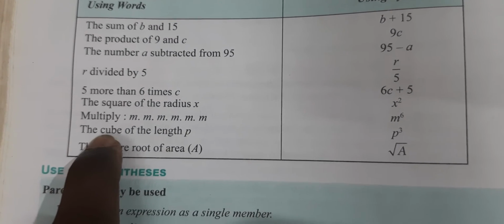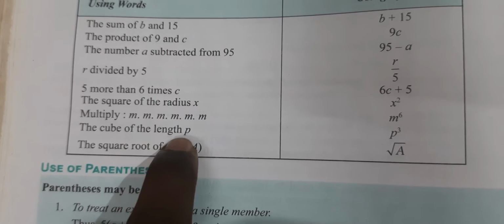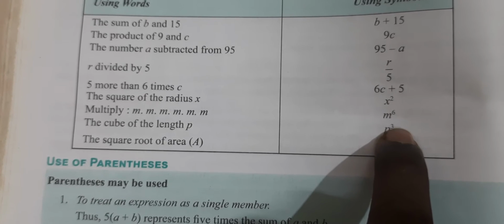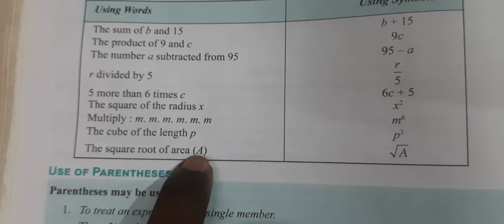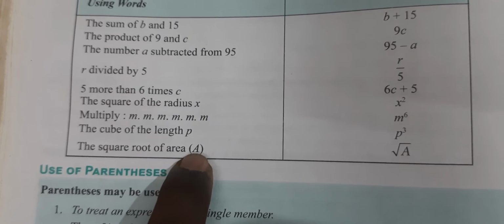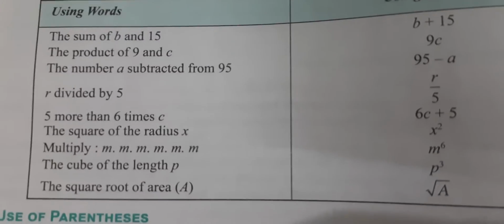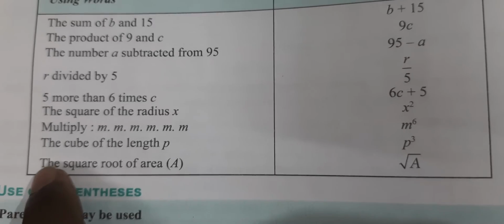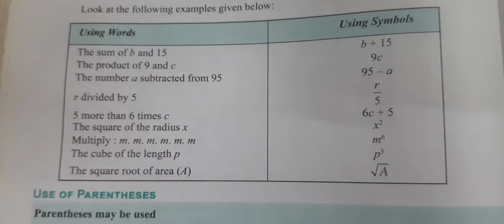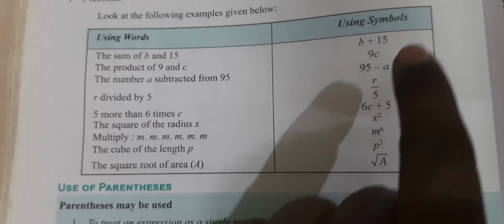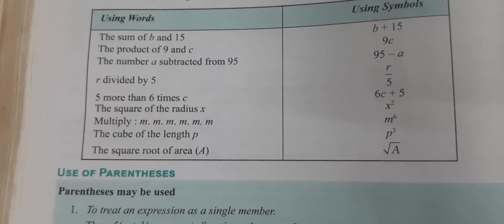Cube means power of 3. Cube of the length p. Length is represented by p, so p cube. Cube means power of 3. The square root of area A. Area is given by the symbol A. So here is A and this is the square root symbol. About square root we will learn later on. As of now, just keep in mind square root is represented by this symbol. So these are some of the words in English and their equivalents using symbols, constants, variables, and signs.